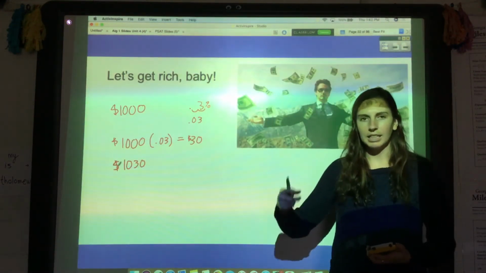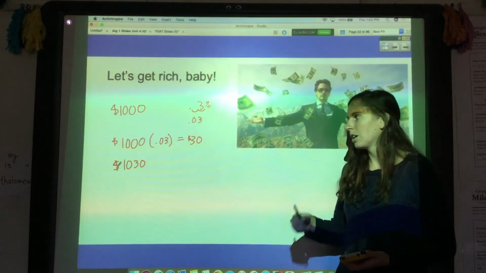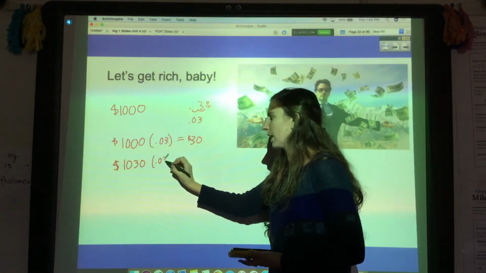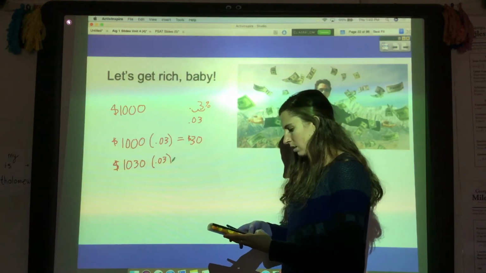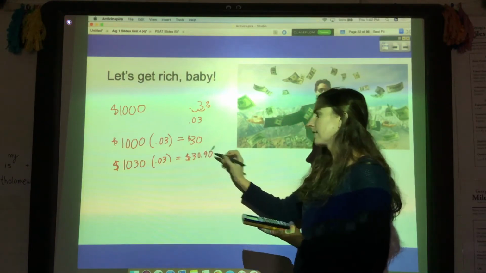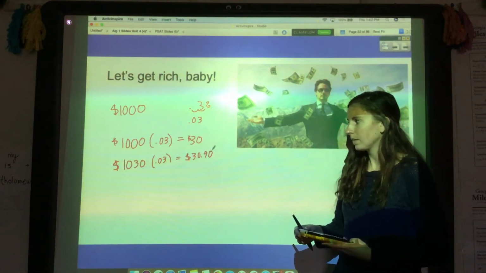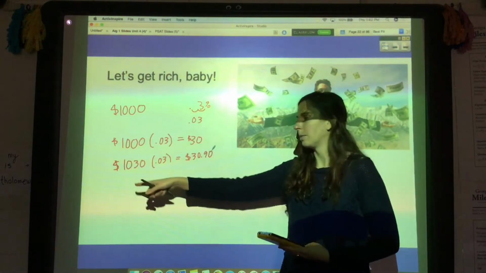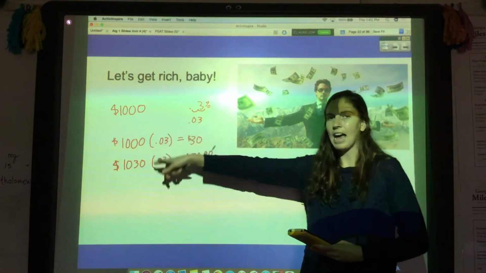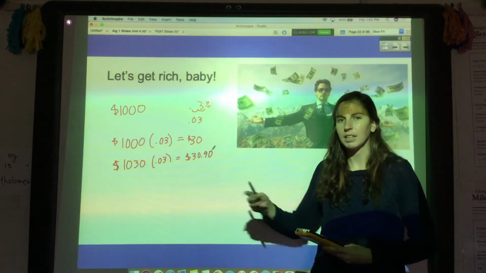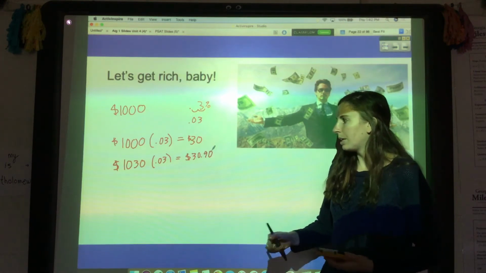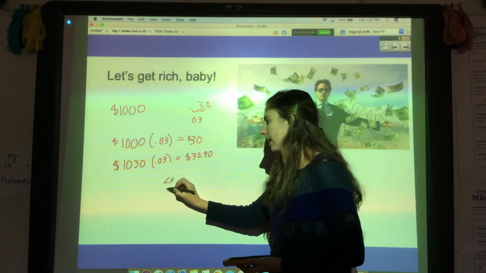When I calculate the interest again, it's no longer going to be $30 because 3% of this is not 30. If I do this times 0.03, let's see what we get. I get 30.9, so $30.90. It's almost 30, but it's a little bigger. And so now I'll add this on to the original amount, and you keep that process going. That process of calculating the interest and adding it on is called compounding because it compounds like on top of each other.